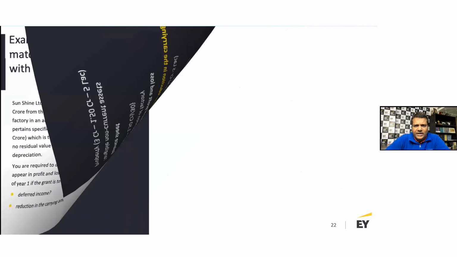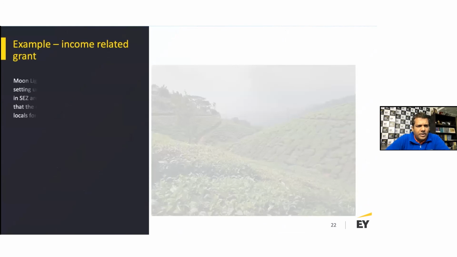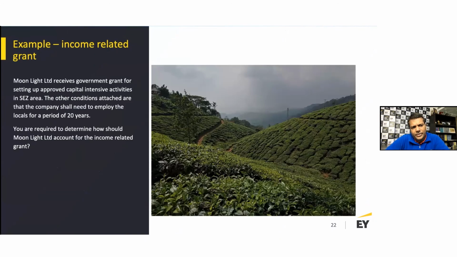All right. Let's look at another example on an income related grant. Moonlight Limited receives a government grant for setting up approved capital intensive activities in an SEZ area. The other condition attached is that the company shall need to employ locals for a period of 20 years. You are required to determine how Moonlight Limited should account for the income related grant.